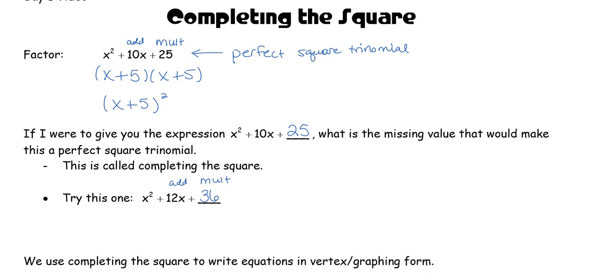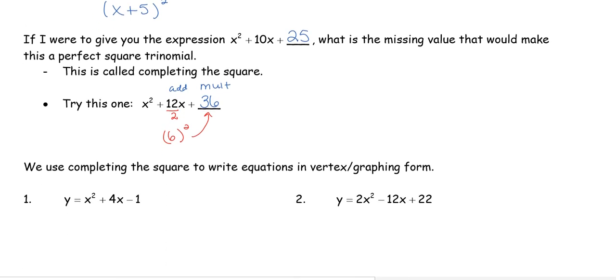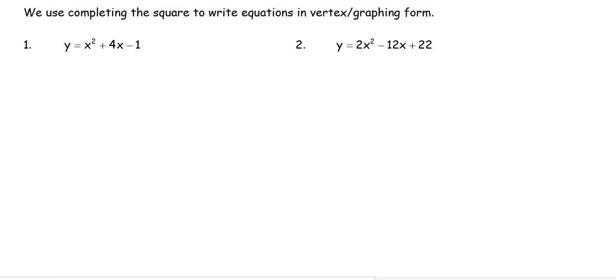Another way to do that without thinking about it, you take half the middle term, 12 divided by 2, which is 6. You square 6, and that's going to give you your C value. That's always going to work. All right, so that's completing the square. That's finding that third piece to finish off that perfect square trinomial.